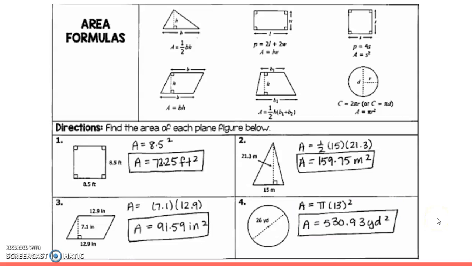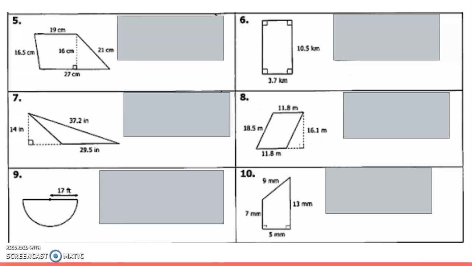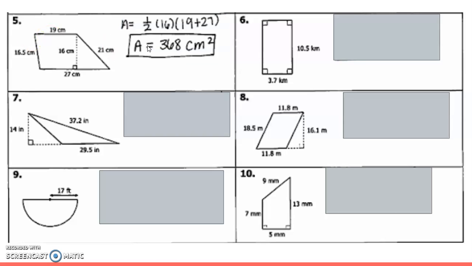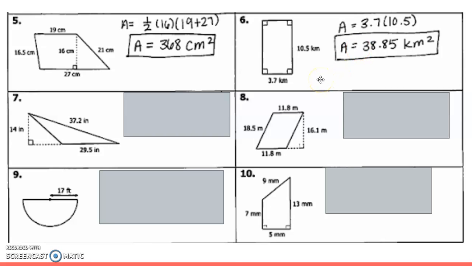For 4, we needed to cut our diameter in half to find that radius, and then we can find our area very easily. Couple more shapes to look at that are simpler. Number 5, we have a trapezoid. With a trapezoid, we do have a little bit more complex of a formula, so it's 1/2 times our height, and then we have 2 different bases, so we're adding them together. So 19 and 27 are our 2 bases. 6 is another rectangle, so just the sides multiplied together.